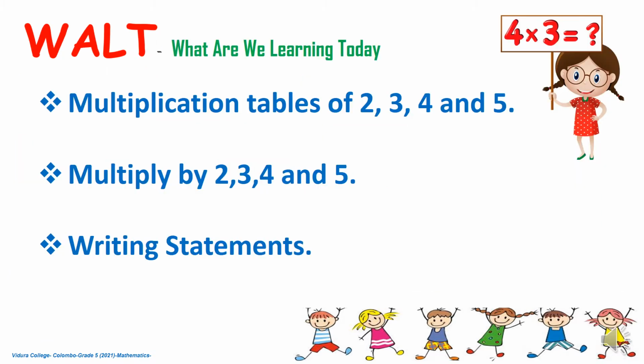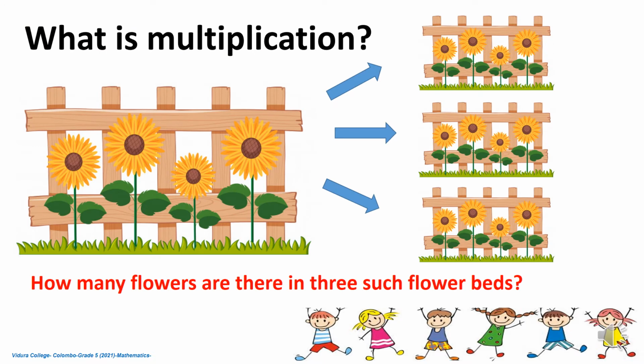What are we learning today? Multiplication tables of 2, 3, 4 and 5. Multiply by 2, 3, 4 and 5 and write in statements. So kids, what do you mean by multiplication? And what will happen when you multiply numbers? What will happen to the values? Whether it increases or decreases.